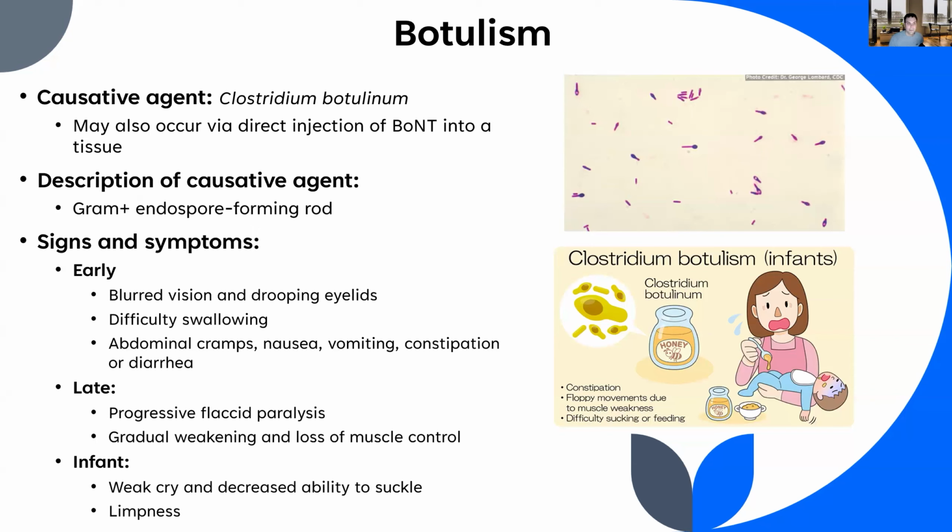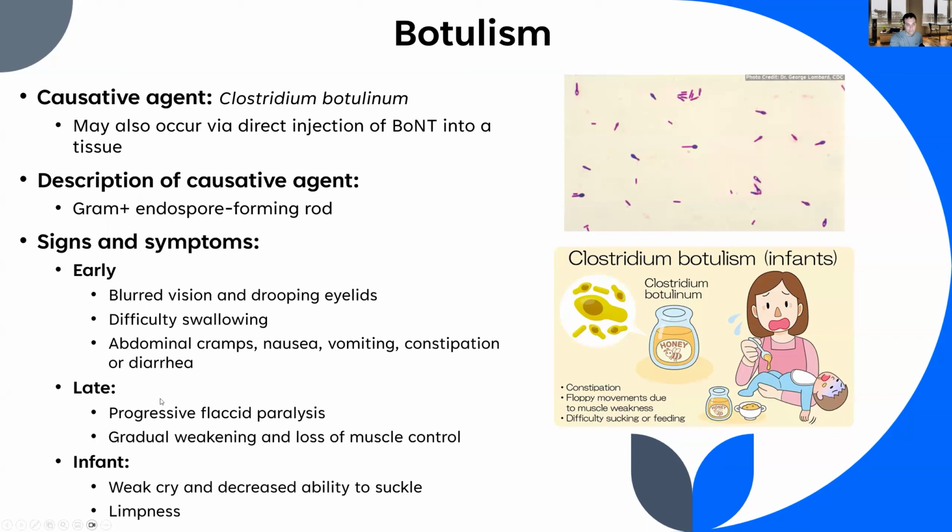So it is a gram-positive endospore forming rod, just like we saw with Clostridium tetani. And this is a progressive disease. So early on, blurred vision, drooping eyelids, difficulty swallowing, and then that might lead to abdominal cramps, nausea, vomiting, constipation, diarrhea. So it's sort of descending downward, right?